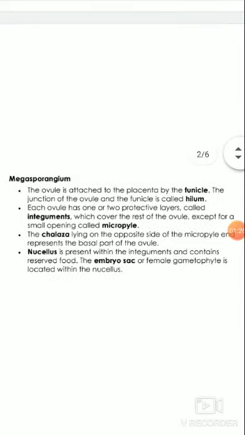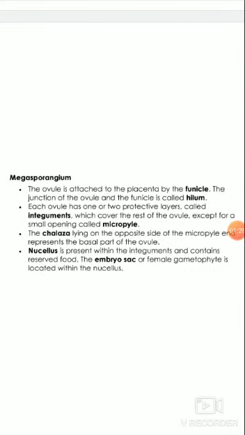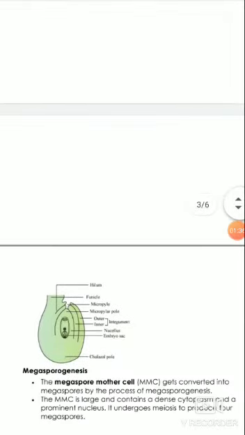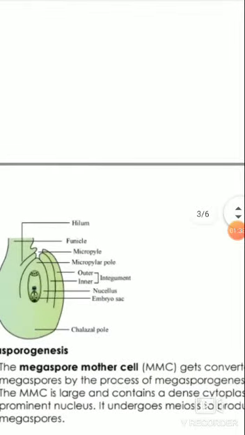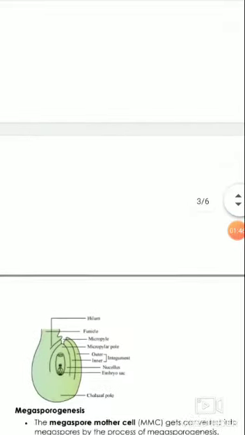The ovule is attached to the placenta by the funicle. The junction of the ovule and the funicle is called the hilum. Shown in this figure: hilum, funicle, micropylar pole, outer and inner integuments, nucellus, embryo sac, and chalazal pole.